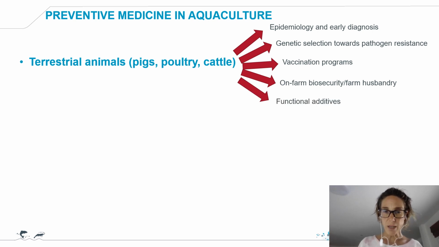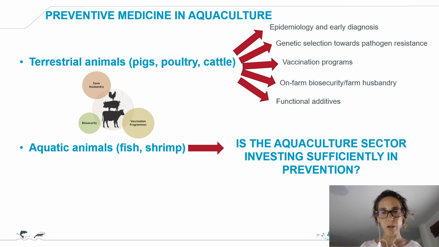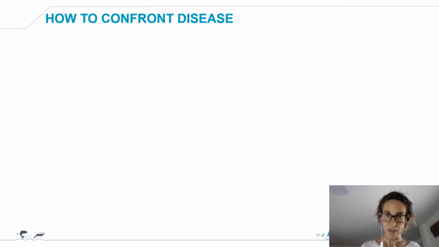Of course, functional additives are also a key tool in terrestrial animals, and a lot of research and development has been invested into the application of functional additives and functional feeds in all species of terrestrial animals. Are we doing the same in aquaculture? This is an important question for this presentation. Is the aquaculture sector investing sufficiently in prevention, if we compare our situation with terrestrial animals?